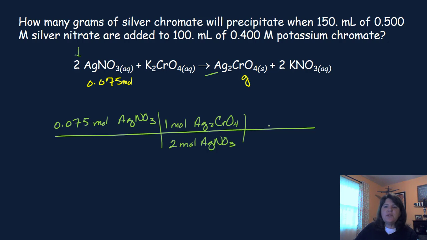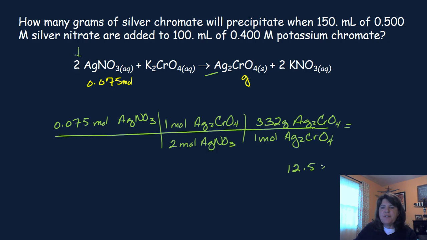And to get to grams, you're going to use the molar mass. And so 1 mole of silver chromate. If you want to pause the video and see if you can come up with the correct molar mass, feel free. Otherwise, I'm just going to put it on here as 332 grams of silver chromate. And that gives me an overall mass of 12.5 grams of silver chromate.